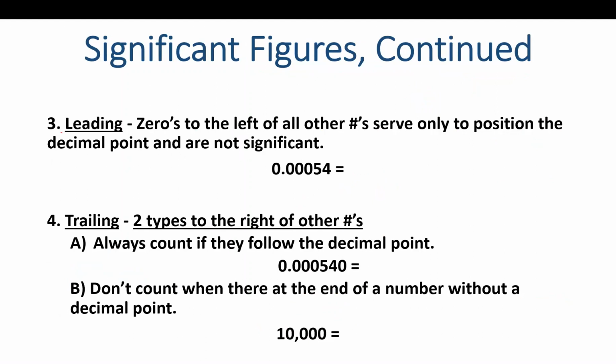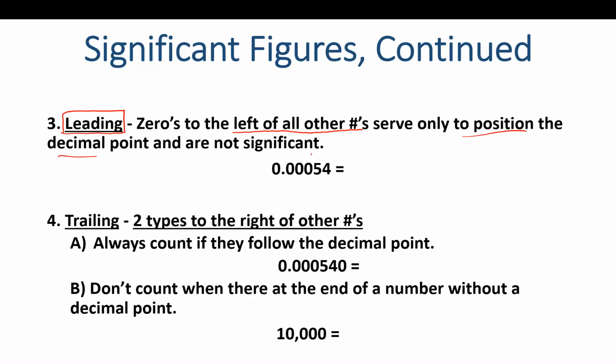In the next type of zero, because there's several types of zeros, it's referred to as the leading zero, okay? So leading zeros are to the left of other numbers, and they're used basically for placement value. It's to basically position the decimal point. Those aren't counted as sig figs.